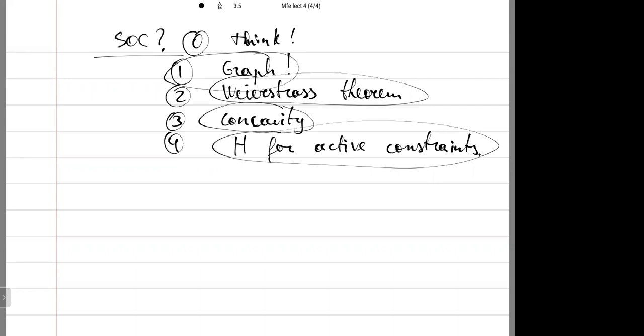Okay, let's graph. We will not think, we will just graph, and we will discuss that approach, because basically the Weierstrass theorem and concavity work like in the case of equality constraints, but I think we will discuss concavity next time in more detail. Okay, let me graph. My constraints are x is greater than 0, x plus y is less than 4, x plus 2y is less than 6.